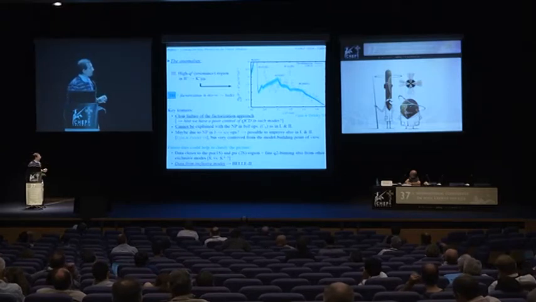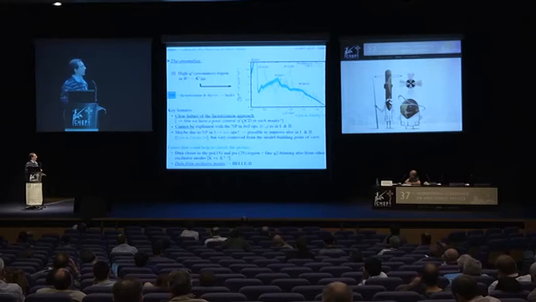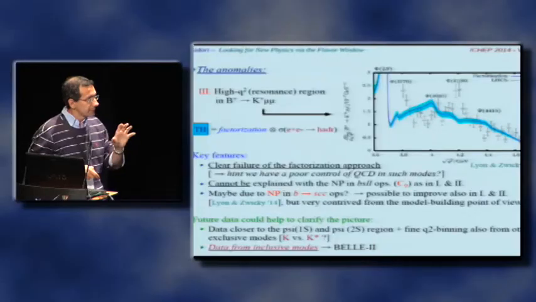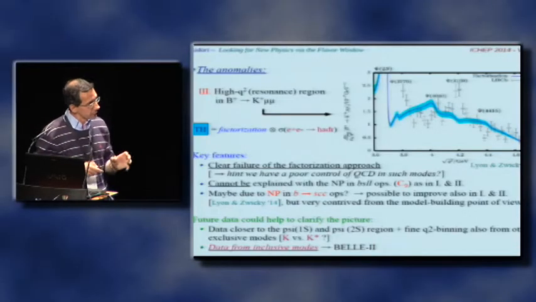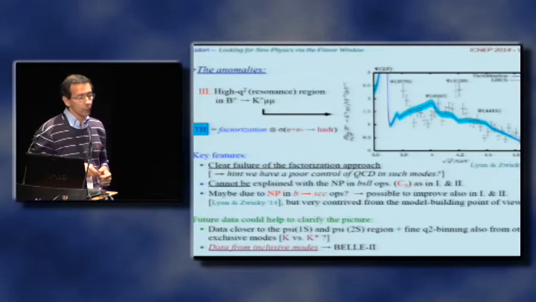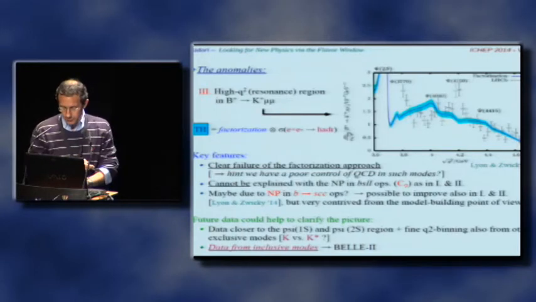The nice thing is that future data can help to clarify this picture. First of all, we can try to have data also in the resonance region to understand this non-perturbative effect better. I think it would be interesting to see data closer to the Psi(1S) and Psi(2S) region. Also, it would be nice to have a fine Q square binning for other modes, in particular the K star. And finally, probably the decisive answer, if we don't understand the picture of the exclusive mode, could come from Belle II with the inclusive mode, where we think we have much better theoretical control.